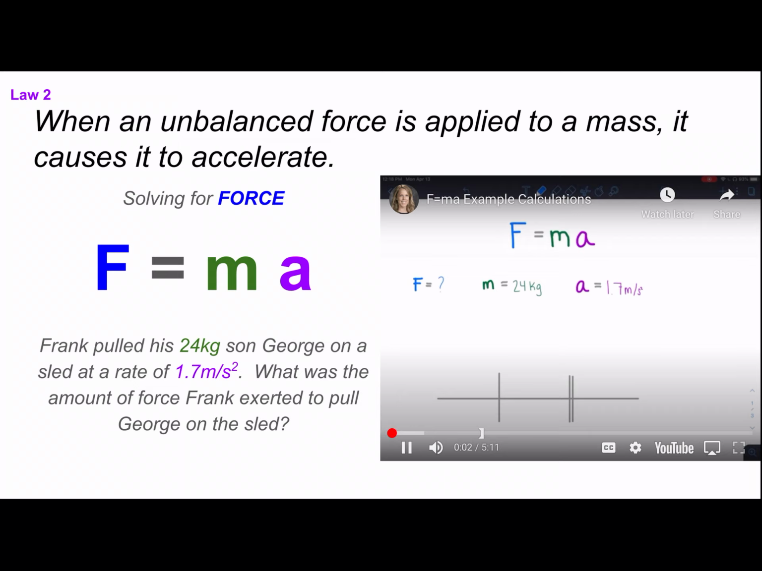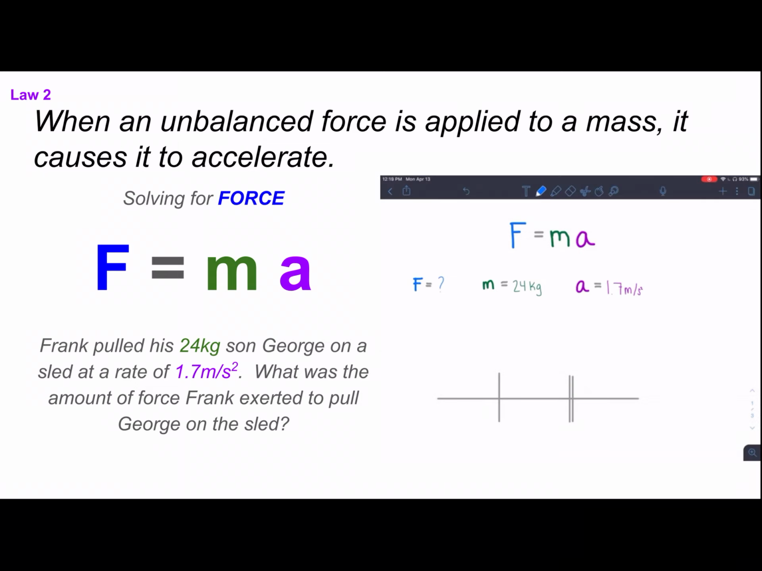When solving for force, and mass and acceleration are given, the calculation is very straightforward. Force is equal to the mass in kilograms times the acceleration in meters per second squared. Just multiply those two together and you will get 40.8 newtons. And if we round that to sig figs, that would be 41 newtons.